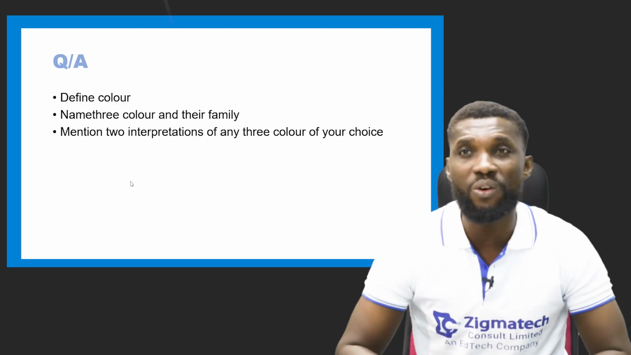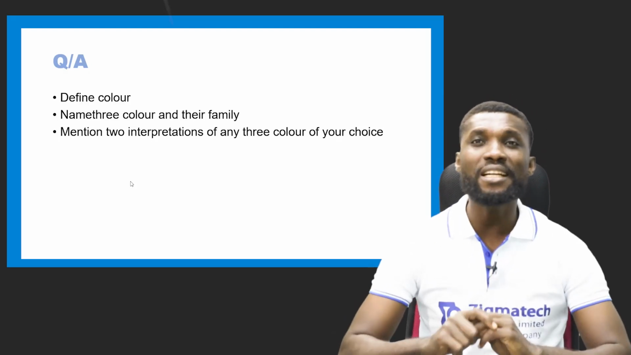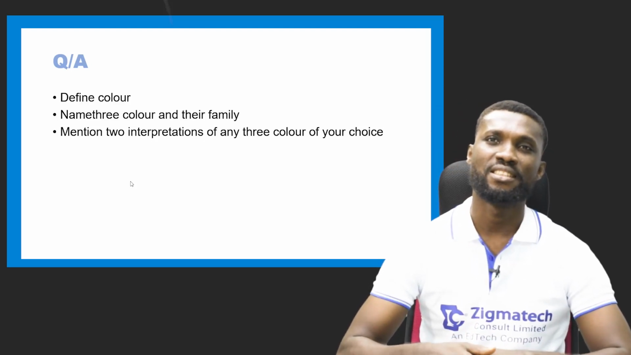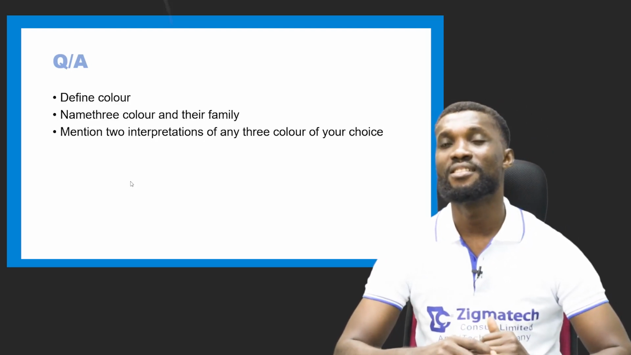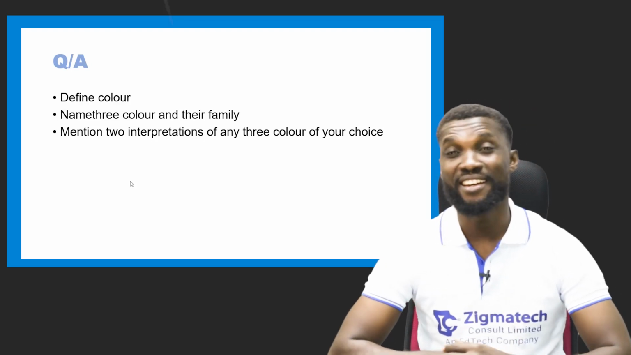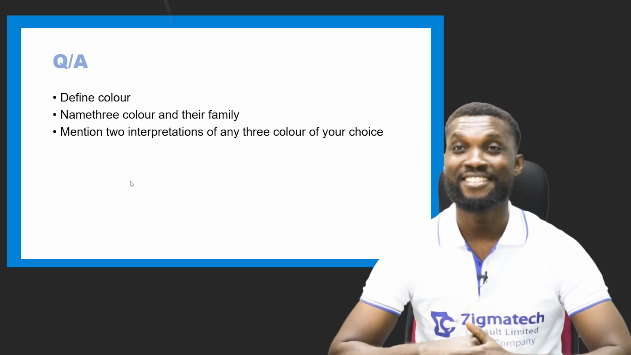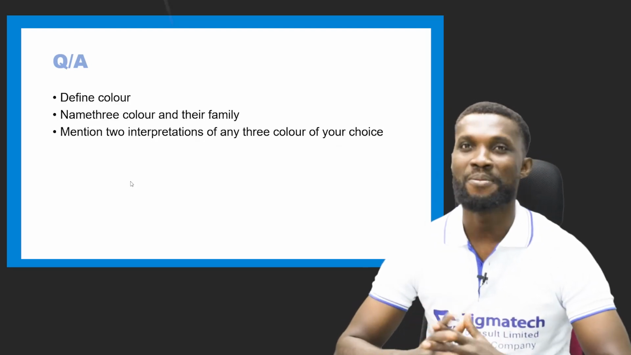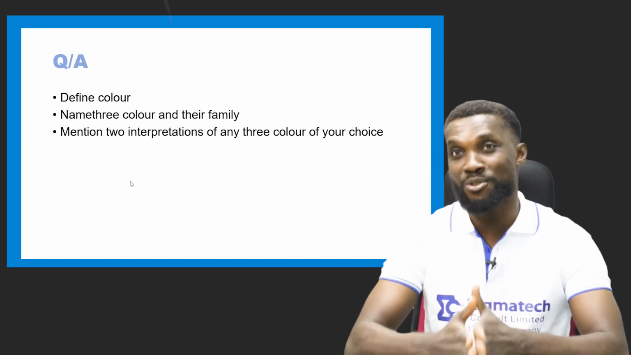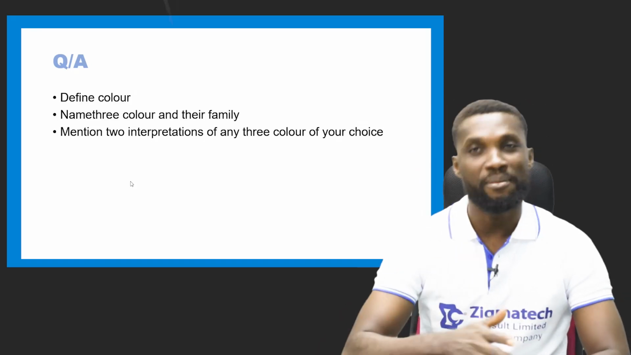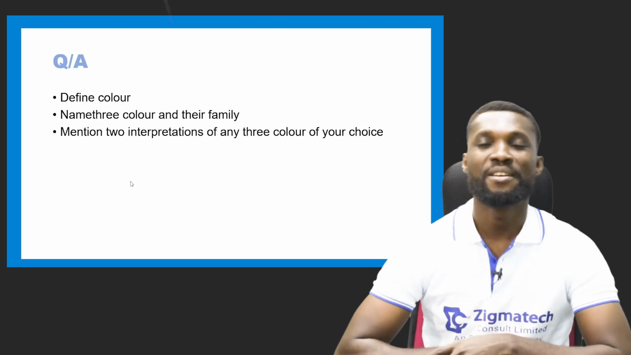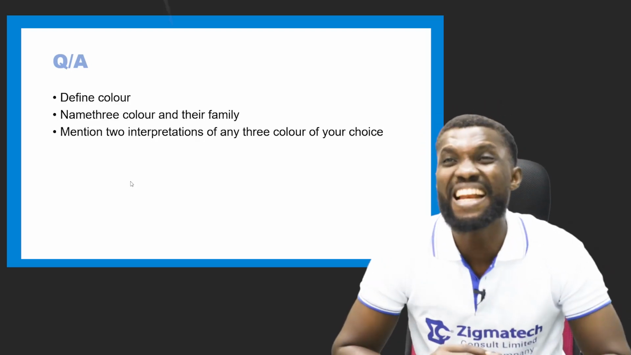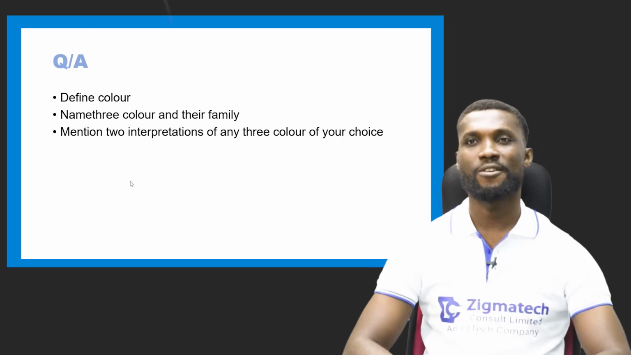Now, name 3 colors and their family. Did I hear you say red? Okay, under red, how many colors follow under red? Yes, magenta. Pink. Okay. And what again? Horse blood. Beautiful. So this is one color, red, but you just mentioned the family. Now you can pick yellow and mention the family of yellow, and then you pick green and mention the family of green.